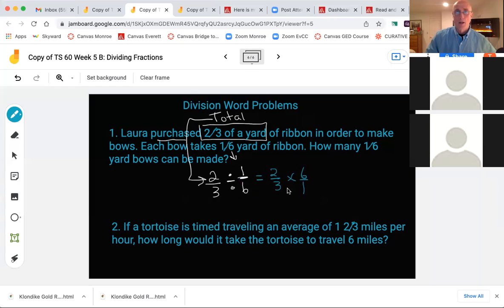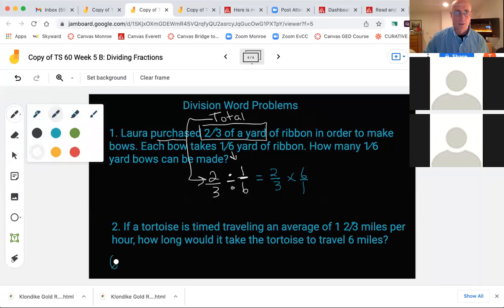Okay. All right. Let's take a look at another one here. If a tortoise is time traveling an average of 1 2/3 miles per hour, it seems pretty fast for a tortoise to me, but maybe I'm wrong. How long would it take the tortoise to travel 6 miles? Okay. Now here's a little hint, a little clue here. Because I know here's the numbers. I know I got the number 6. Okay, I should change color here real fast. I got the number 6 here. And I got the number 1 2/3.